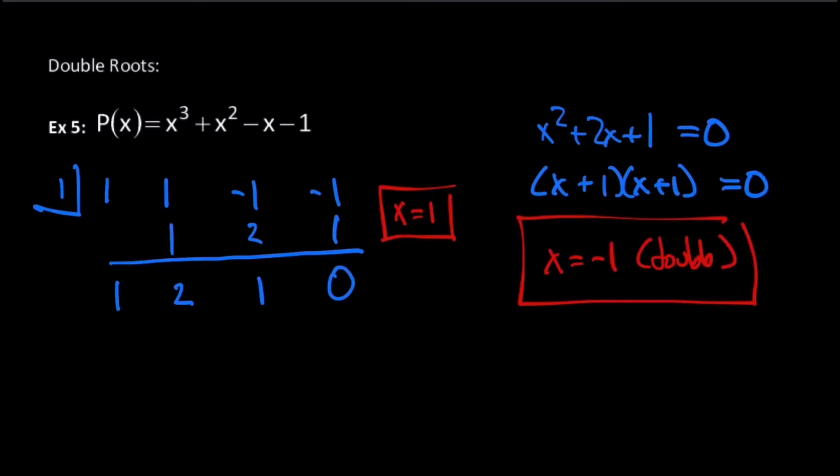Now, if you were to do this synthetically, and let's say it's a 5th degree or 6th degree, and you get negative 1 to work, don't think that you can't use that again. You could try it again a second time. Maybe it's a double root. Maybe it's a triple root. But it is possible that the same number could work twice in synthetic division.